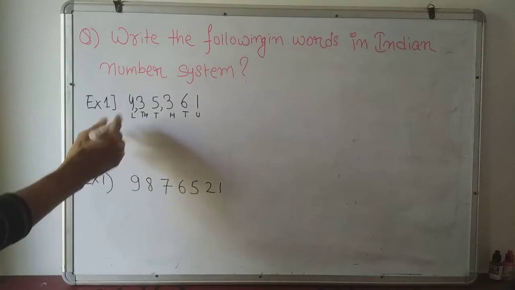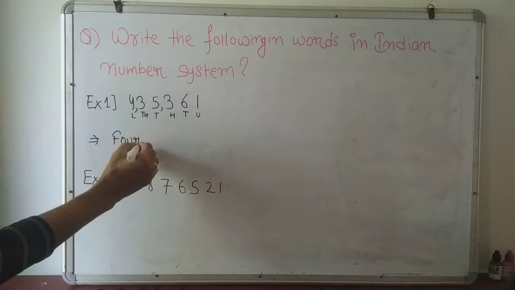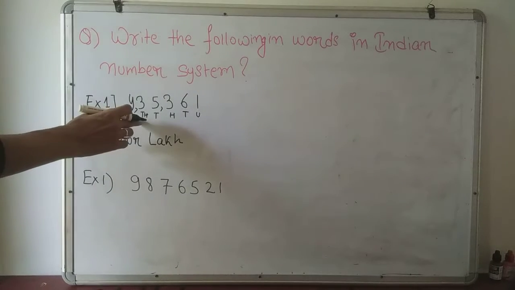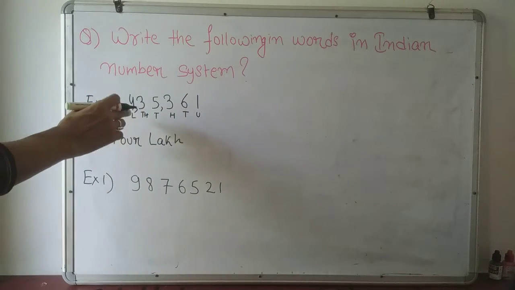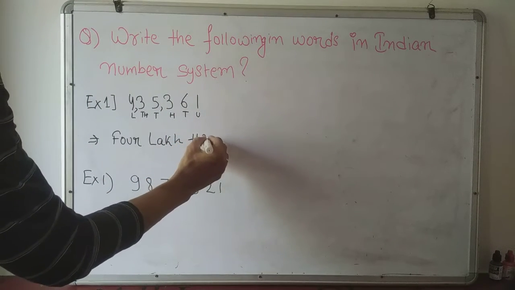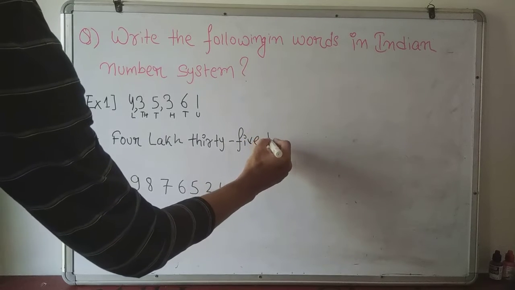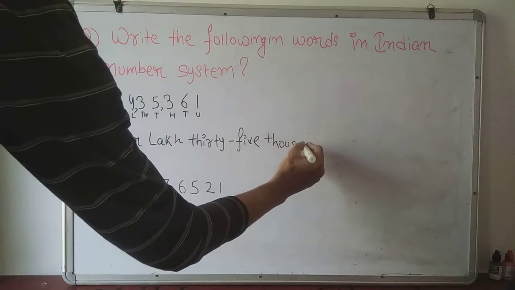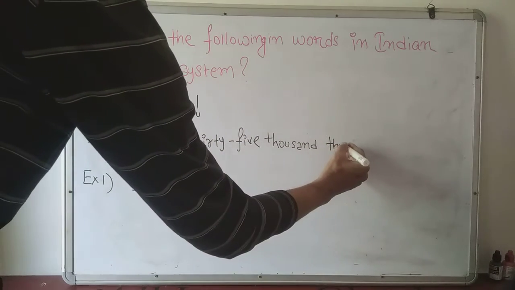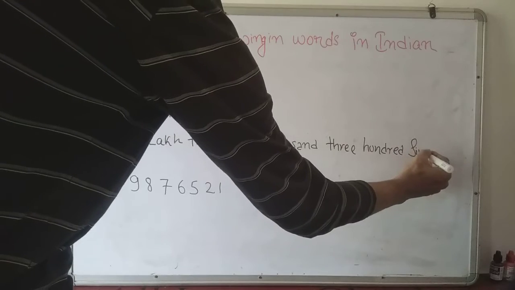After placing the digits in the proper places, now we can write the number in word format. So how can we write it? 4 is in the place of lakh, so we write 4 lakh. 3 and 5 are in the places of 1000 and 10,000, so we write 35,000. And the remaining number is 361.